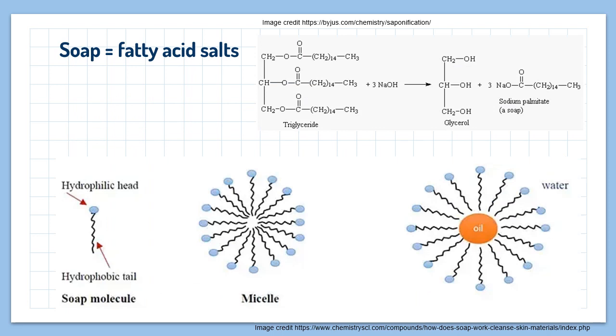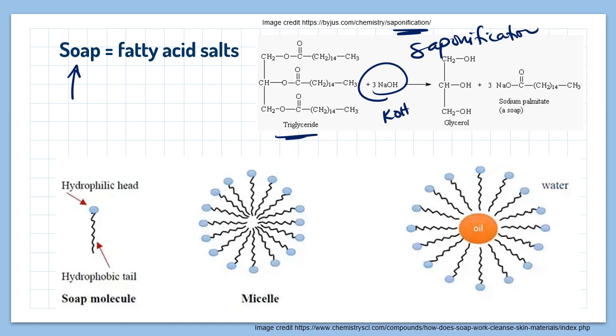What's super cool about these fatty acid salts is that this is what makes up soap. So this reaction is known as saponification. We can combine triglycerides, fats, and oils with some kind of strong base, so sodium hydroxide or potassium hydroxide. Sometimes we call this lye. Historically, that's what we used to make our soaps. And we get these super cool salts that we can use to wash things.